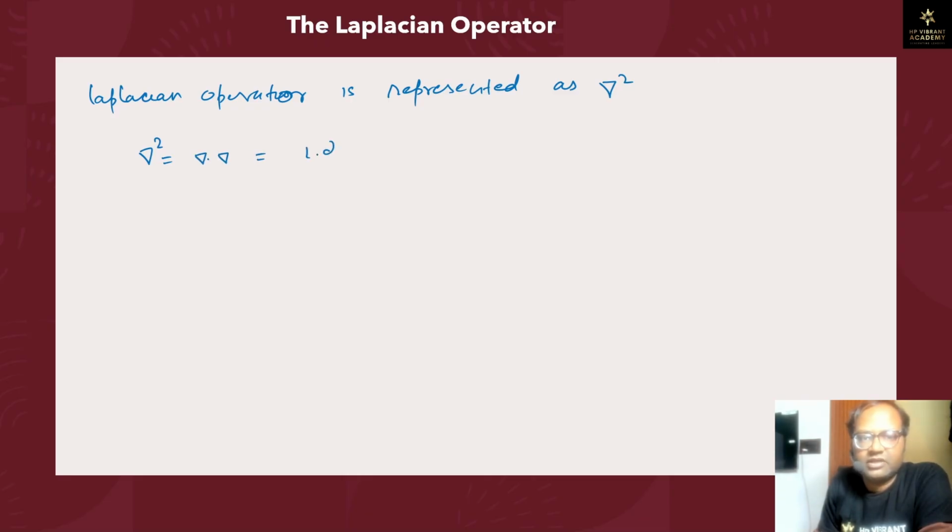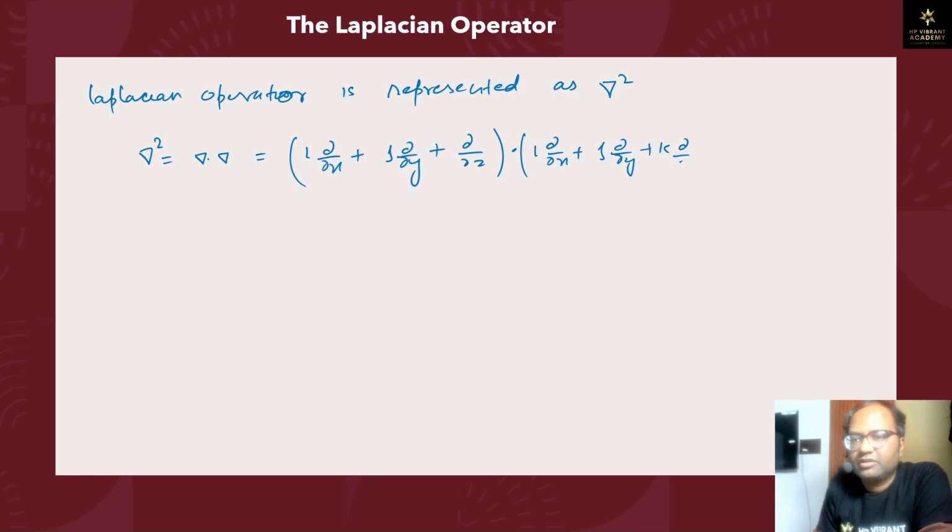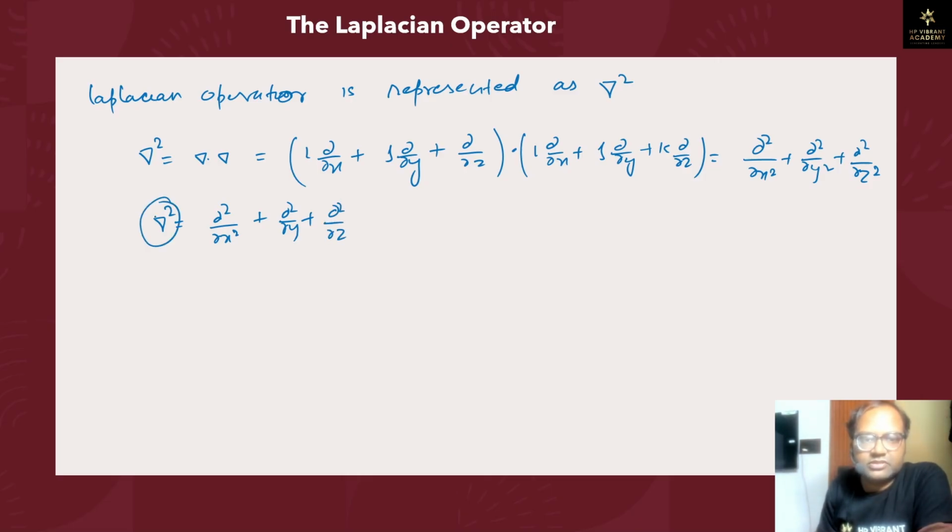So this is equal to i del upon del x plus j del upon del y plus k del upon del z dot i del upon del x plus j del upon del y plus k del upon del z. This is equal to del square upon del x square plus del square upon del y square plus del square upon del z square. So the Laplacian operator can be applied on either a scalar point function or a vector point function.